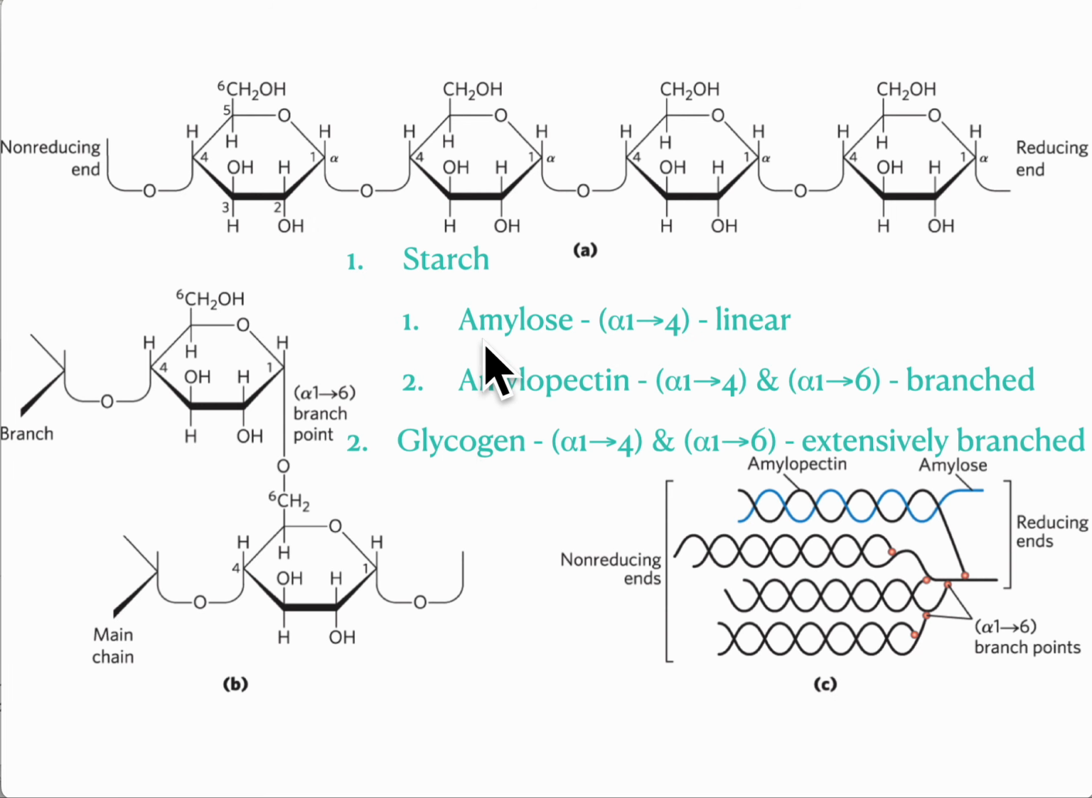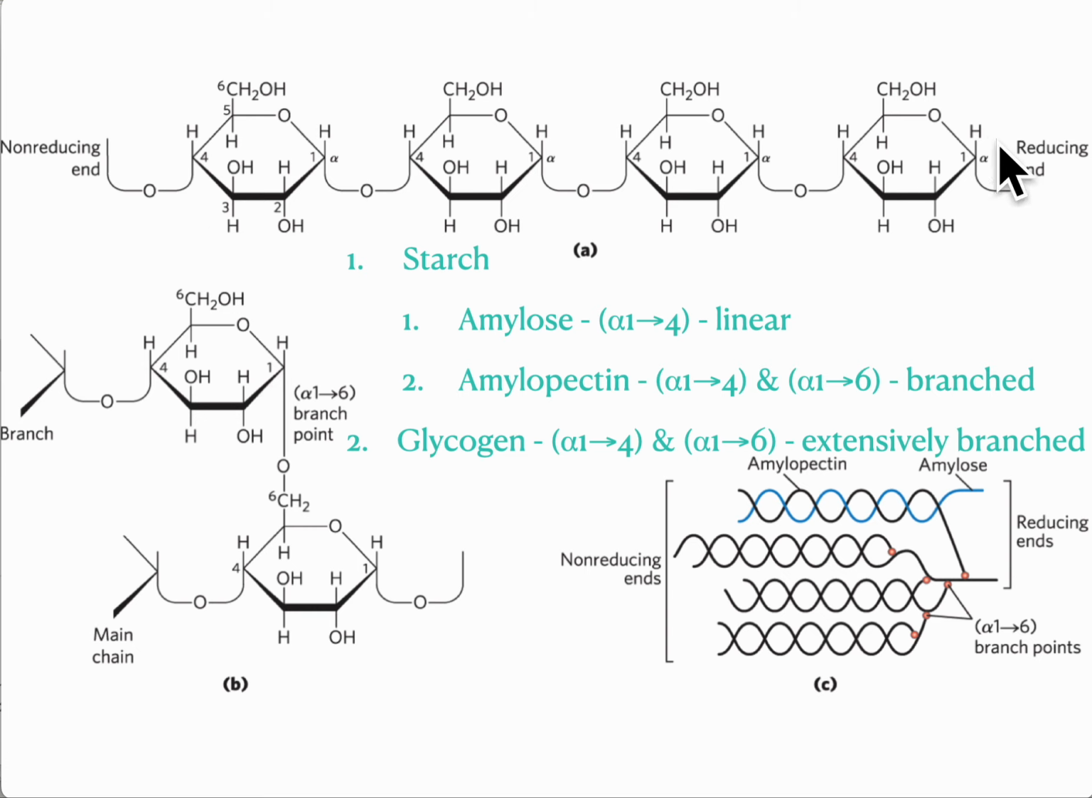So for starch, we have amylose, which is linear, and it only has alpha 1 to 4 glycosidic bonds. If you don't know what this means, please visit the disaccharide video. For amylopectin, it includes not only the alpha 1 to 4 glycosidic bond, but also the alpha 1 to 6 bonds, which allows for branching points. And thus, amylopectin is branched. For glycogen, it has the same glycosidic bonds as amylopectin, but it is more extensively branched because it has more frequent branching points along its linear chain.